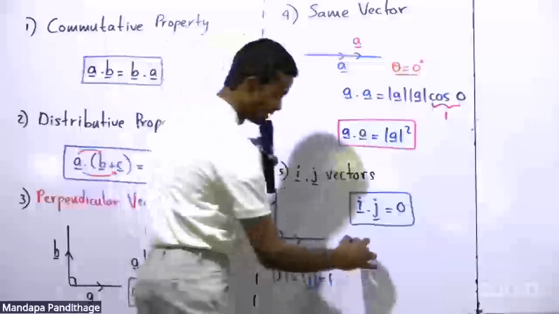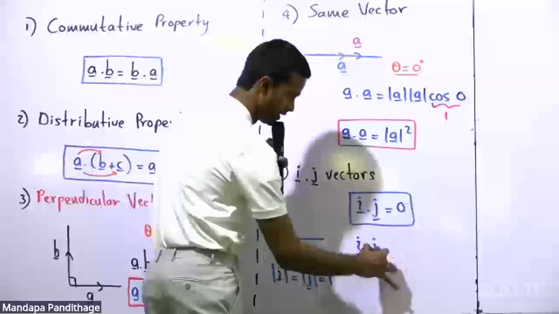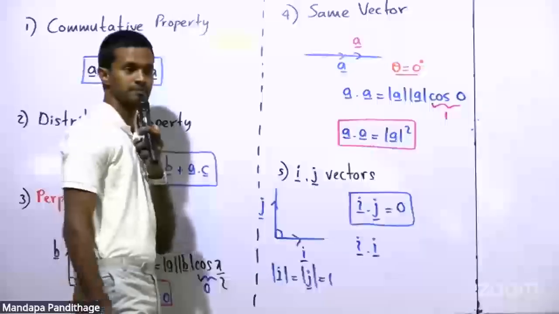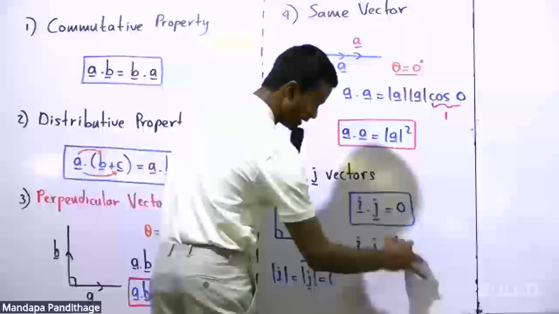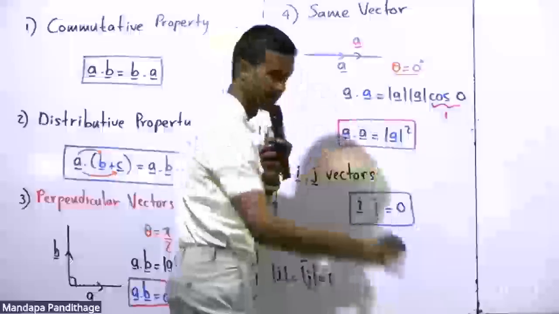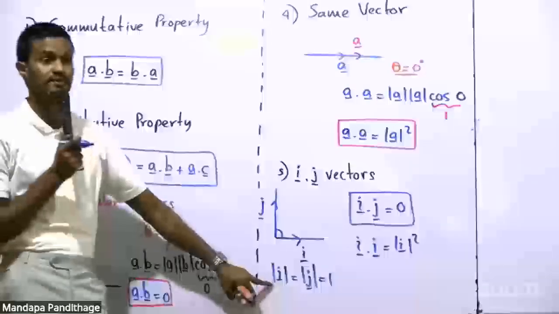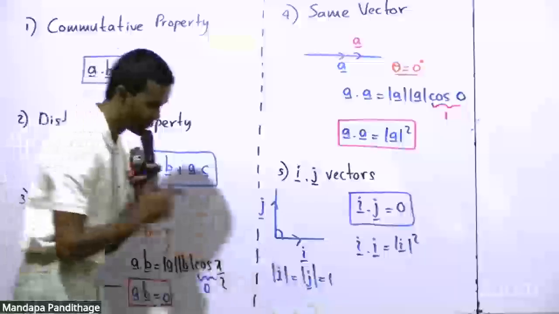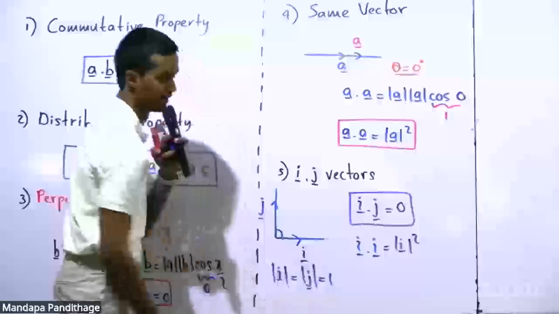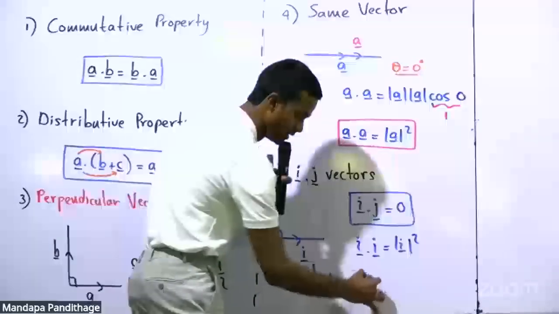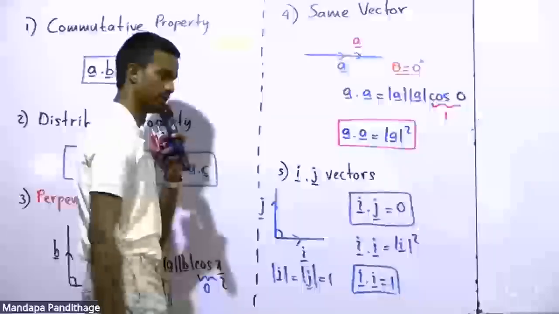What can you say about i dot i? It is modulus i squared. What can you say about modulus i? It's 1. Now then this becomes 1. So i dot i becomes 1. You can use this result directly.